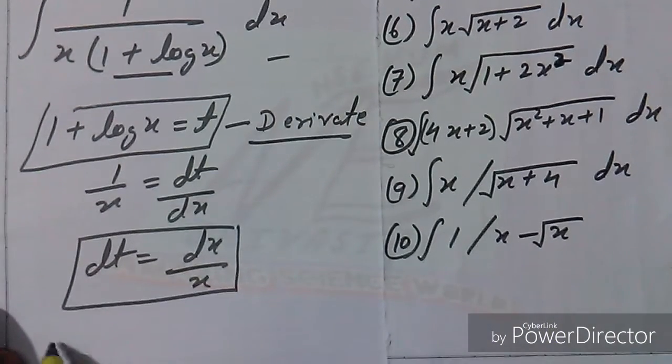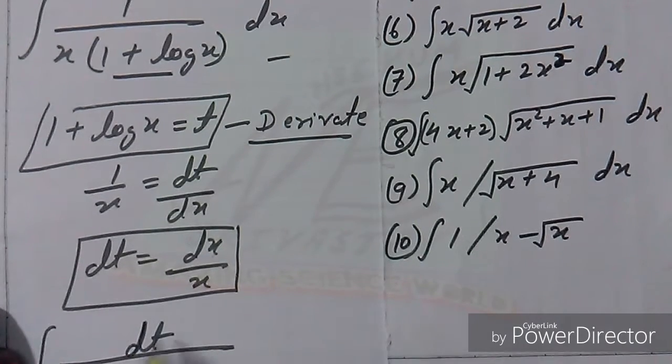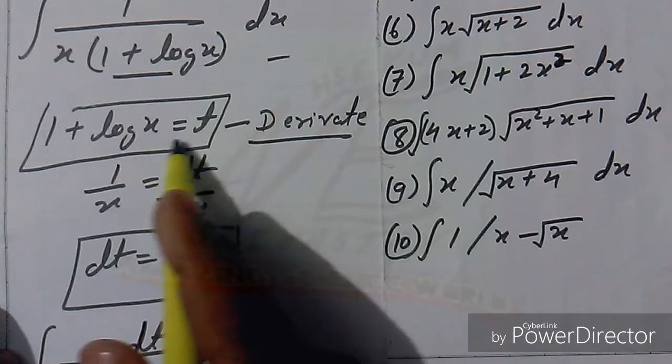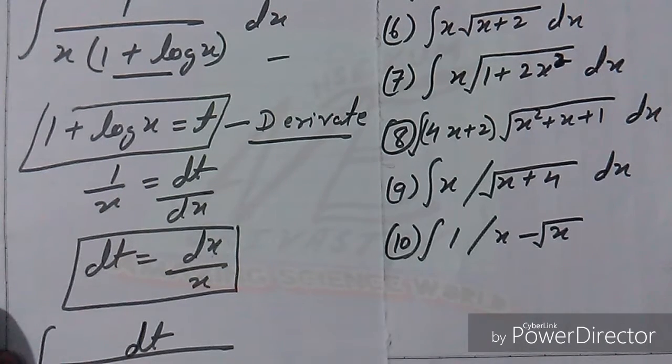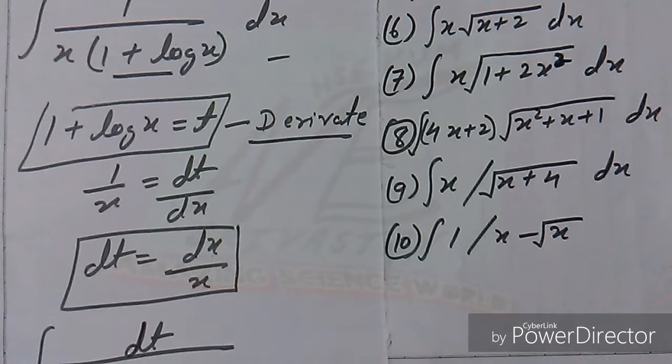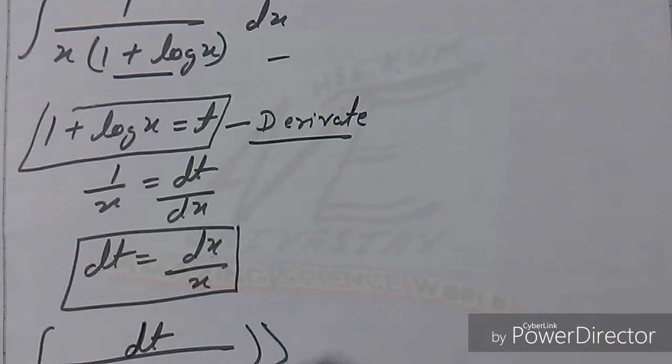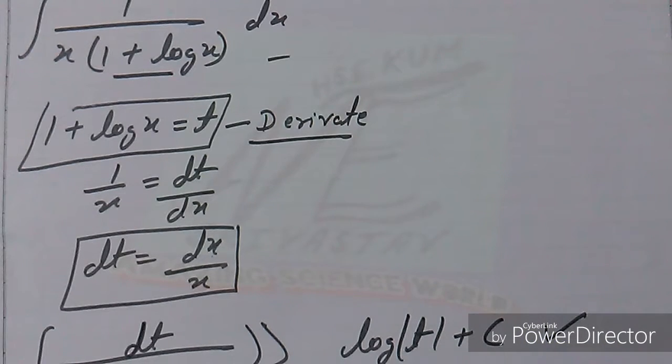Then 1 by x dx is dt, and 1 plus log x is equal to t, then dt by t. Okay friends, now we integrate this function and what will come is log t plus c. Now again we put the value of t and that is the answer.